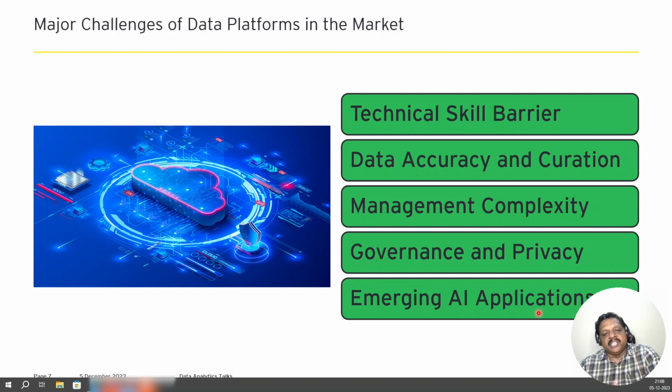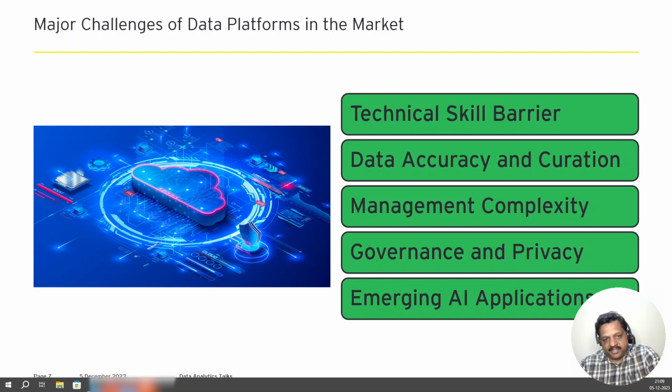Then we have the problem with governance and privacy. The governance requirements across the world are rapidly evolving, and with the advent of AI, concerns around lineage, security, and privacy are amplified. So that is a major problem that is being faced in the market. Finally, the emerging AI application.